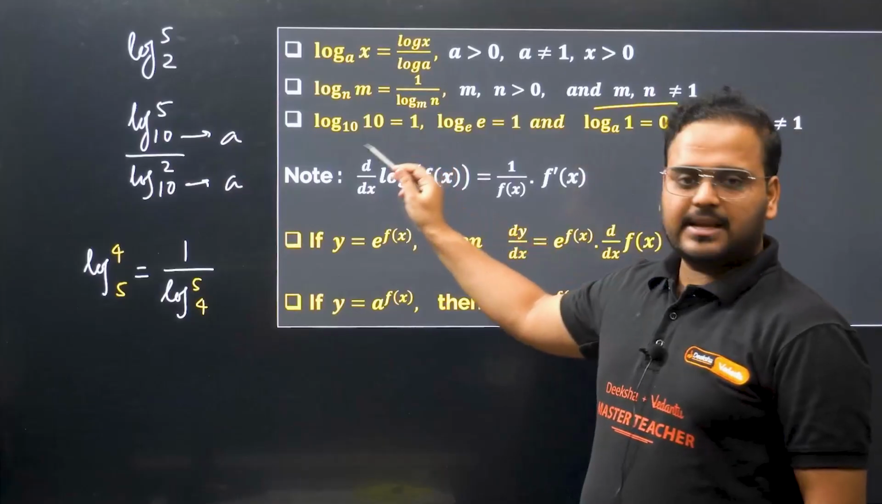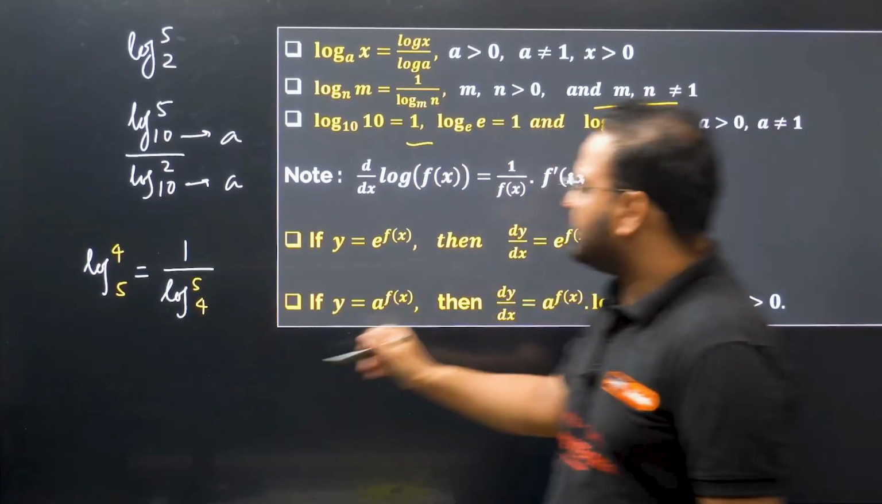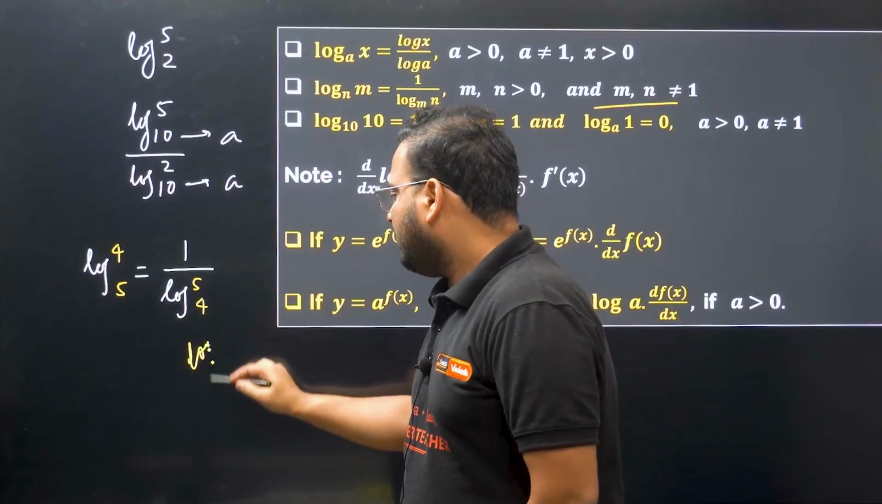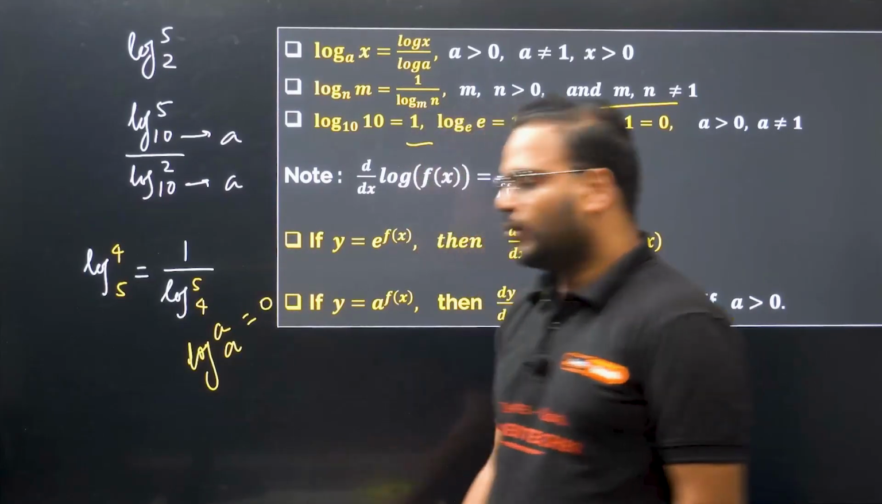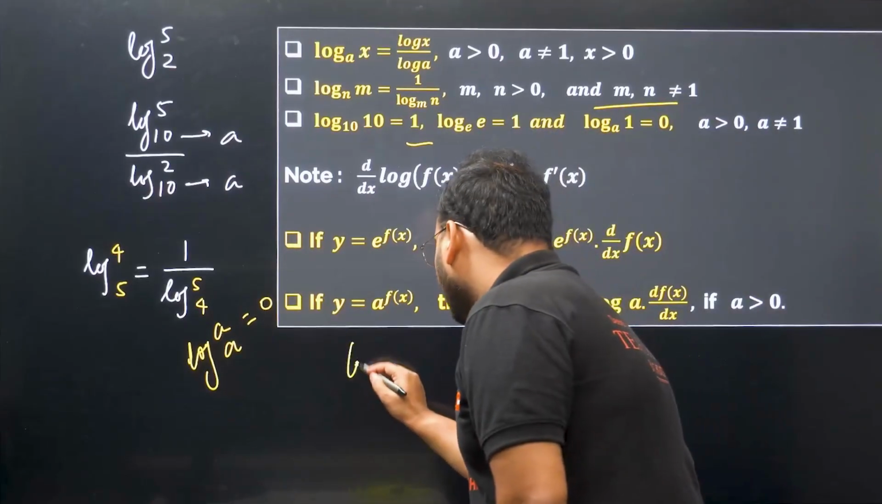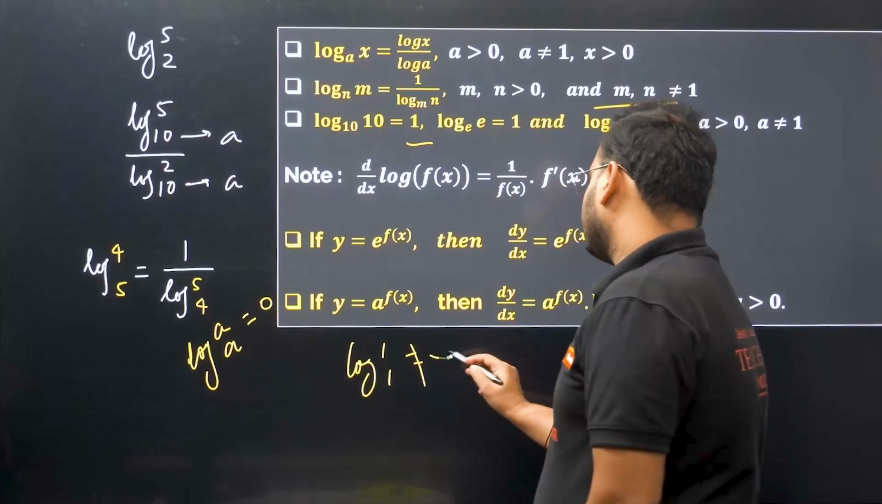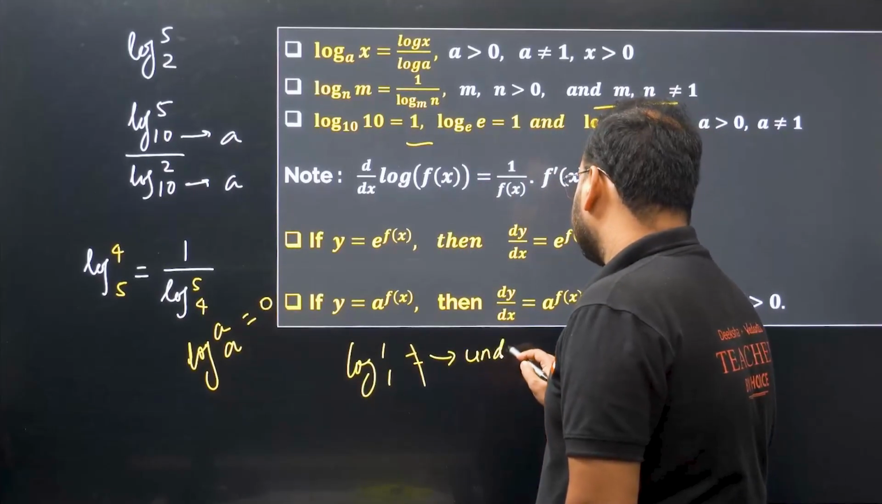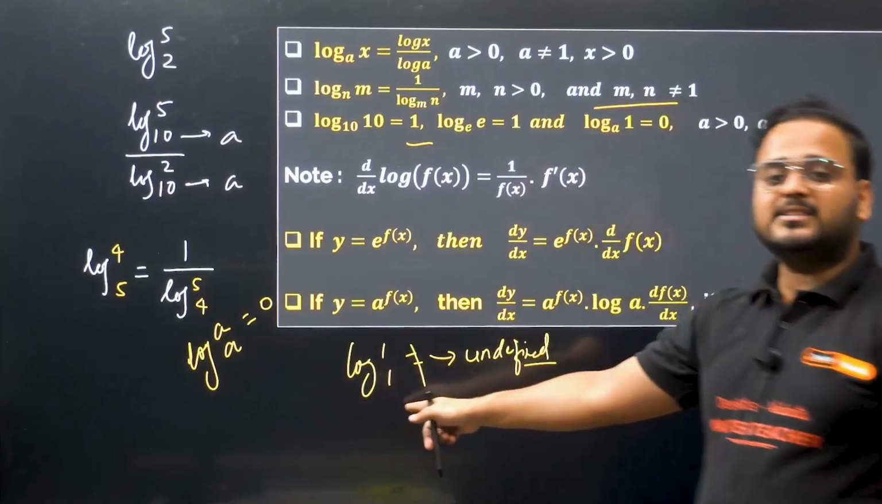Log 10 to the base 10 is always 1. So basically log of a to the base a is 1. Okay, log a to the base a is 1. But log 1 to base 1 is what? This is not 0, sir. This is undefined. You will never take the base as 1.